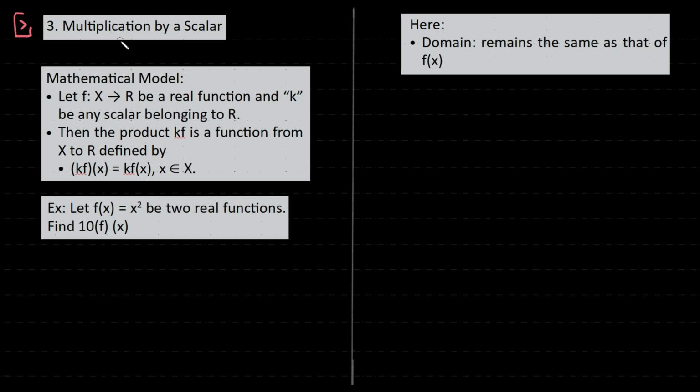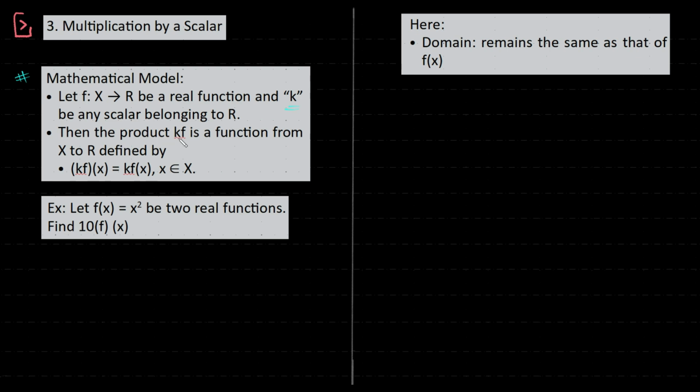Next up is multiplication by a scalar. So the mathematical model talks about something like this. If we have a function mapping set X to R, where X is a subset of R, be a real function and k be a scalar belonging to R. Okay, k is a number, it's a constant which belongs to R.